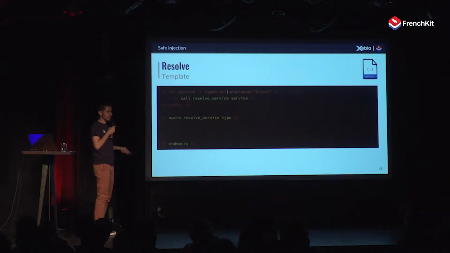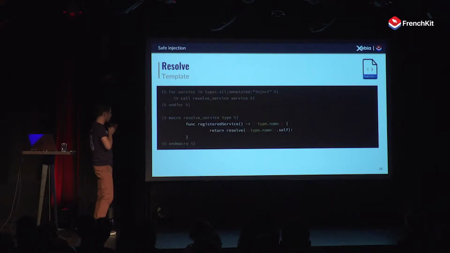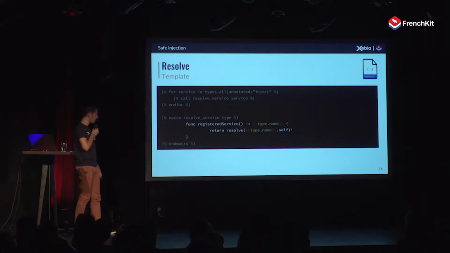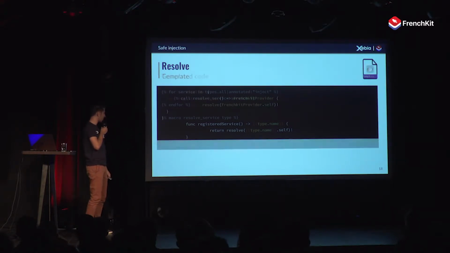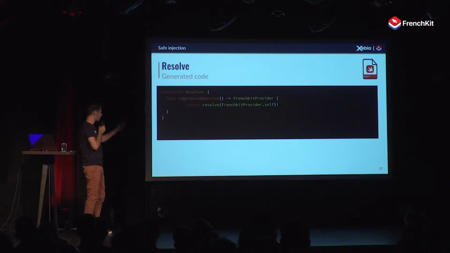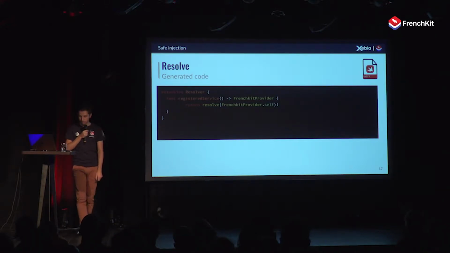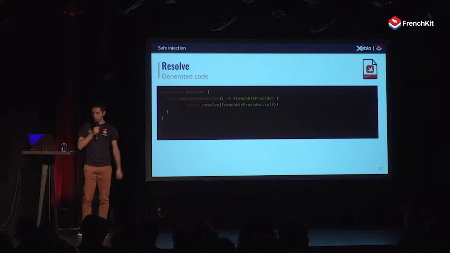As for the resolve template, well, the beginning is the same, we're going to loop over the inject annotation, and for each service, we're going to generate the registered service method. And all it does is to call the resolve with the force unwrap. Yeah, and that's it, but at least we know now that this service is registered using the inject annotation. And this is the generated code. So pretty much what we did at the very beginning.